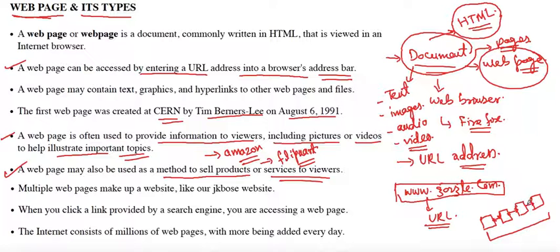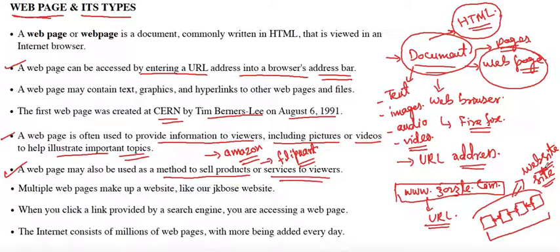Now this collection of web pages, if they are hosted at a single location, which are linked and grouped together, we can call it a website, or simply a site. They are also called a site. So what is a website? A website is a collection of web pages which are interrelated, which are linked with each other.